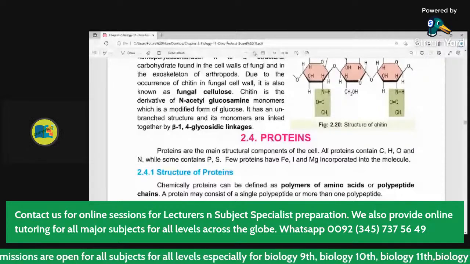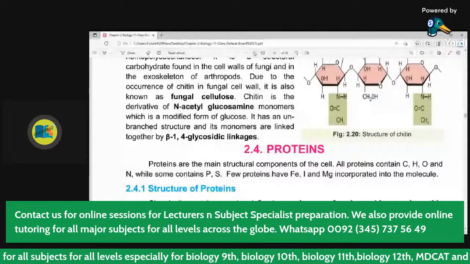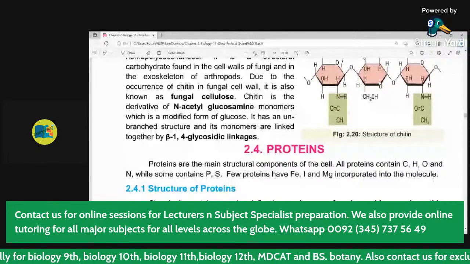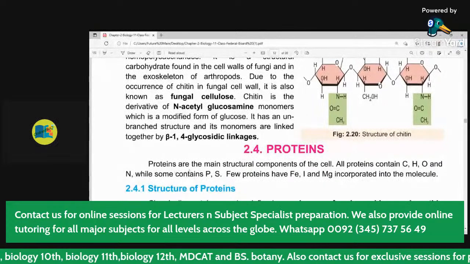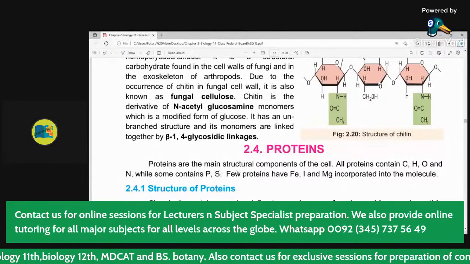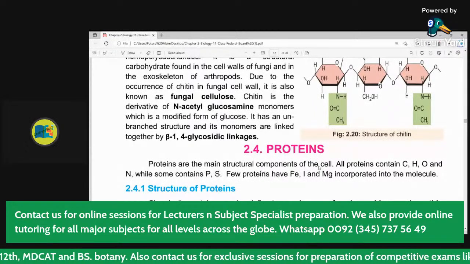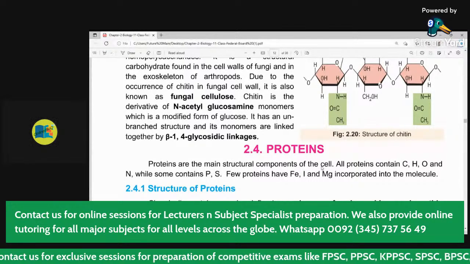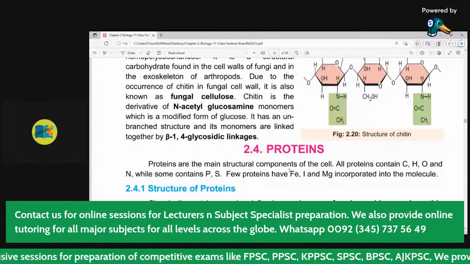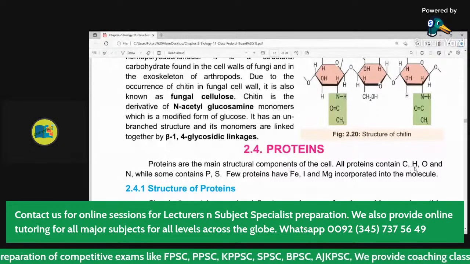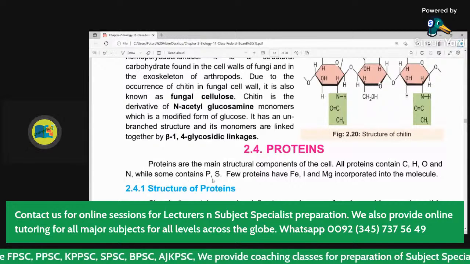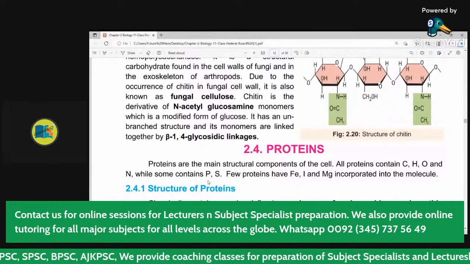So, what are proteins? Proteins are the main structural components of the cell. All proteins contain carbon, hydrogen, oxygen, and nitrogen, while some contain phosphorus and sulfur.